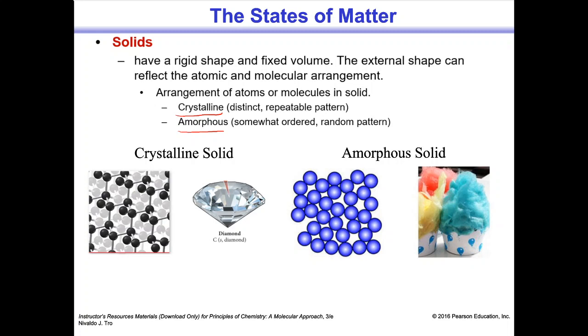So the only difference between those two forms of matter, so they're both solids, is that diamond is a crystalline solid, whereas the graphite in your pencil, also made of carbon, is more like an amorphous solid. So it just has a random arrangement.